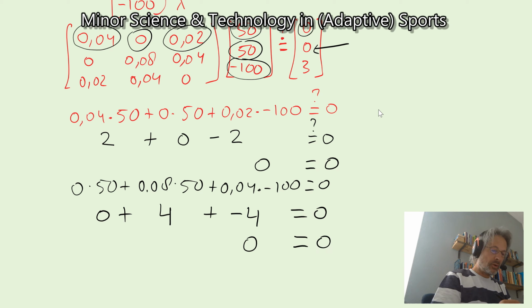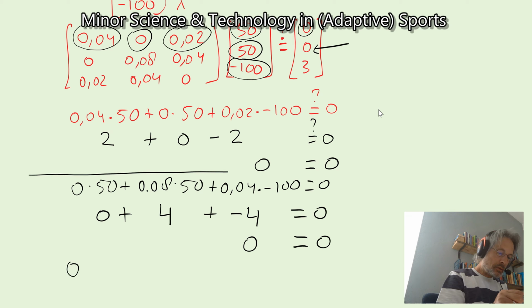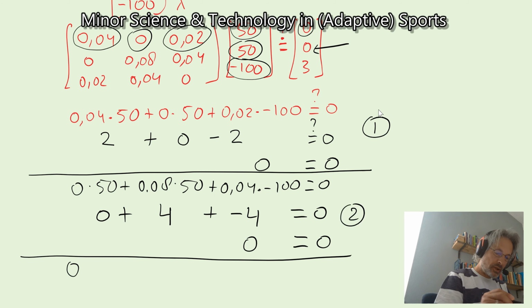Okay, now let's do the third one. I have good hopes. So this was the first check. This was the second check. And now for the third check. 0.02 times 50 plus 0.04 times 50 plus 0 times minus 100. Is that equal to 3?